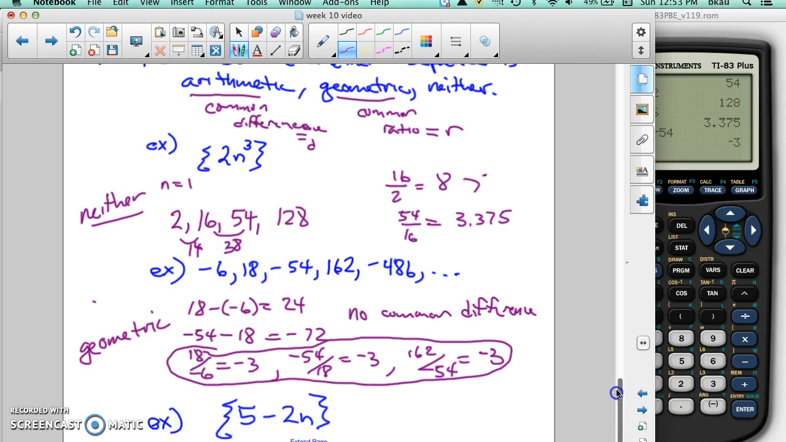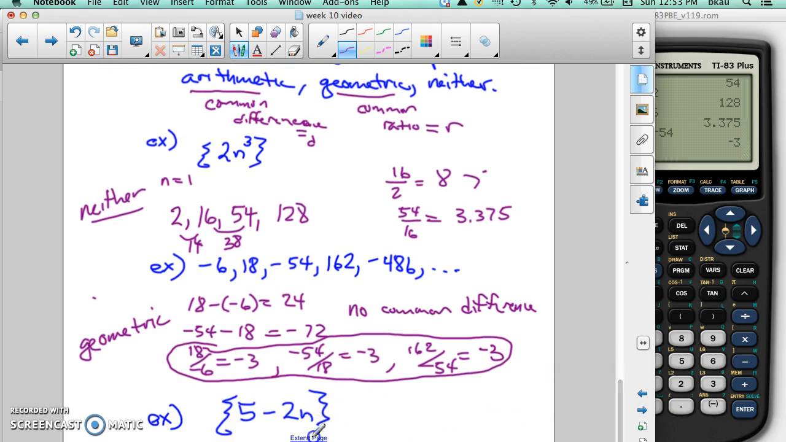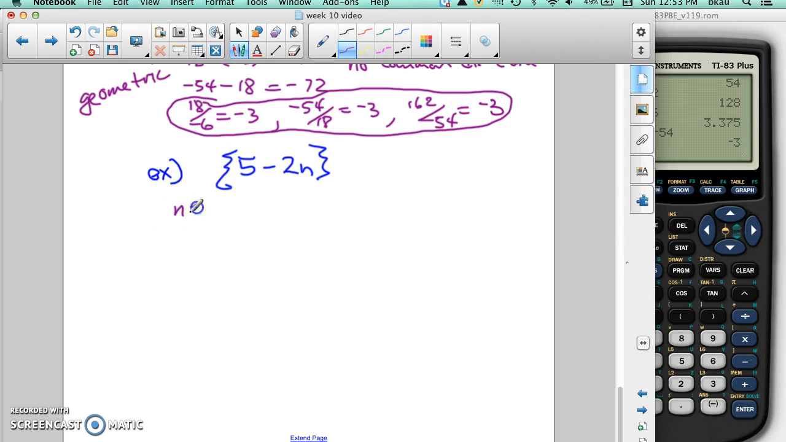And finally, let's look at this final example here. I'll write out some terms for this. If n is 1, then I'm going to get 3. If n is 2, I'm going to get 1. If n is 3, that's 5 minus 6, which is negative 1. n is 4, 4 times 2 is 8, that's negative 3. Then 5 times 2 is 10, so it's negative 5. And so on and so forth, just putting in n equals 1 through n equals 5.